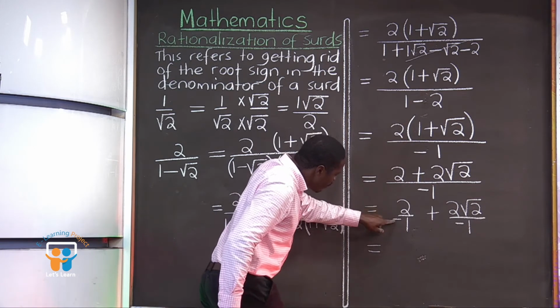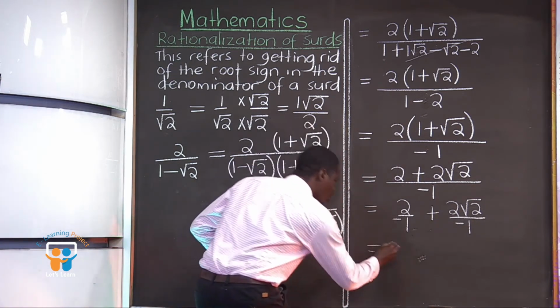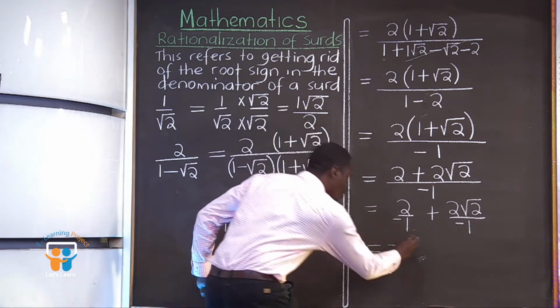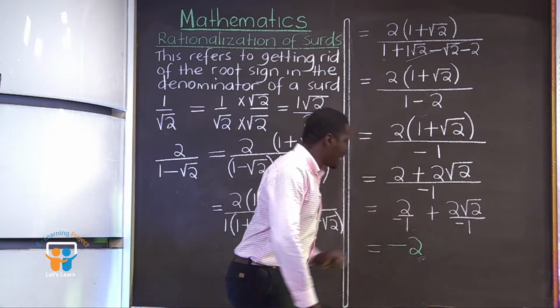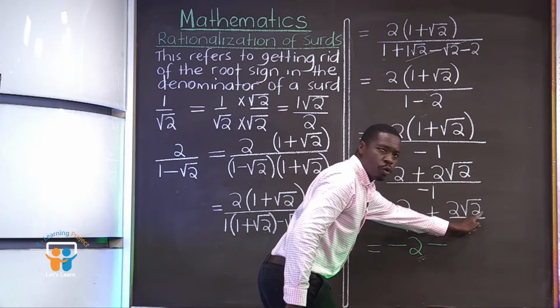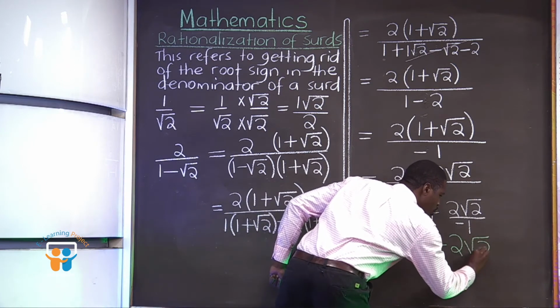This is a positive divided by a negative to give us a negative. 2 divided by 1 to give me a 2. A positive divided by a negative to give me a negative. 2 root 2 divided by 1 to give me a 2 root 2.